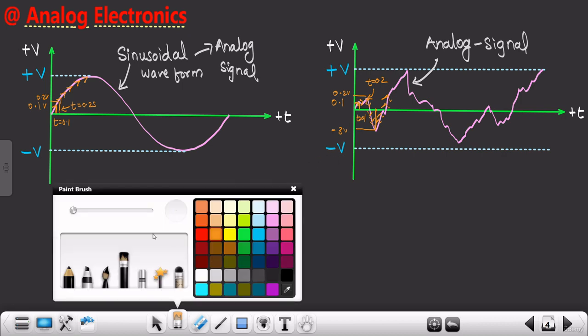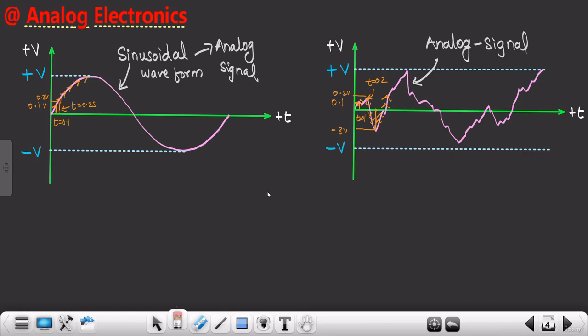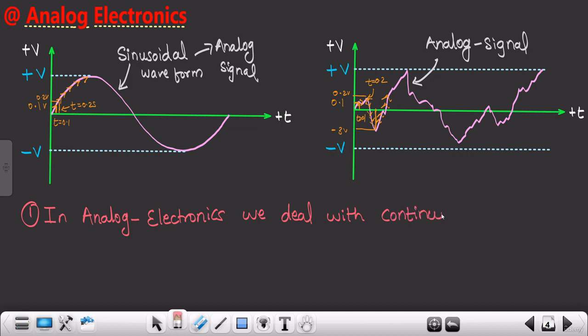So what we can conclude over here is, let me just increase the thickness of my pen. The very first point that we can conclude is, let me write over here: in analog electronics, we deal with continuous waveform or continuous signal.